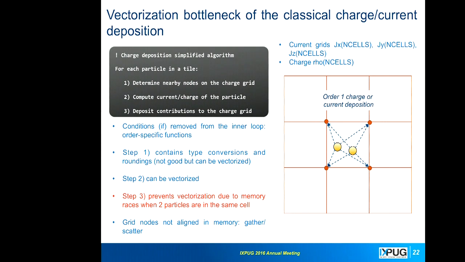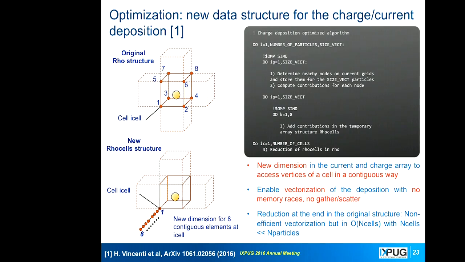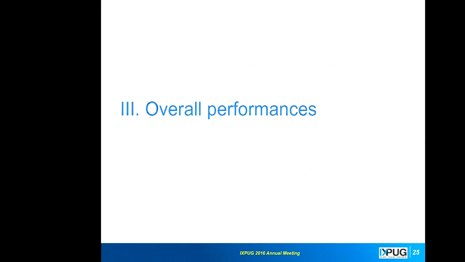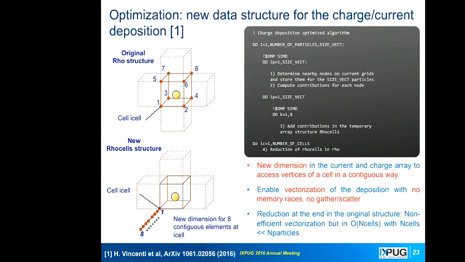Then we also have some problem with the efficiency because the grid nodes are not aligned. So we can potentially have many gather and scatter operations if we apply a naive vectorization. So the idea here has been to change the data structure, to come from the original one with a Cartesian grid to a new data structure with a new dimension here that will contain the 8 vertices that are supposed to get the particle charge or the particle current.